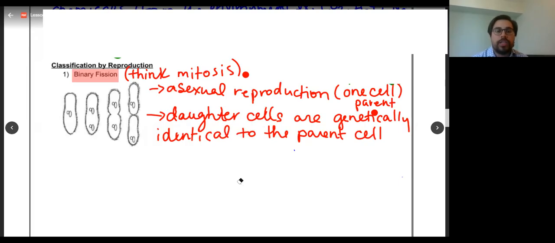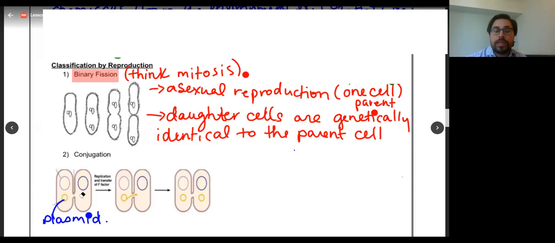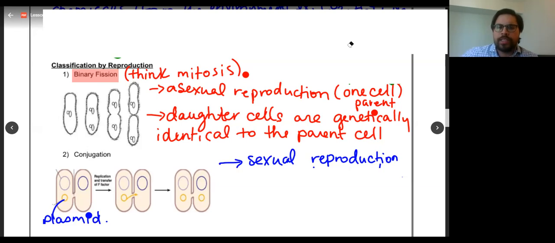Okay, the next type is conjugation. And this is an interesting one because it is a process that can be seen as sexual reproduction in bacteria. Now you might be thinking, well, I thought bacteria only reproduced asexually. Yes, but also no, because in conjugation, the plasmid that I talked about earlier in the anatomical components of bacteria gets shared among bacteria, and it makes a bridge and finds a way to transfer that plasmid from one cell to another.